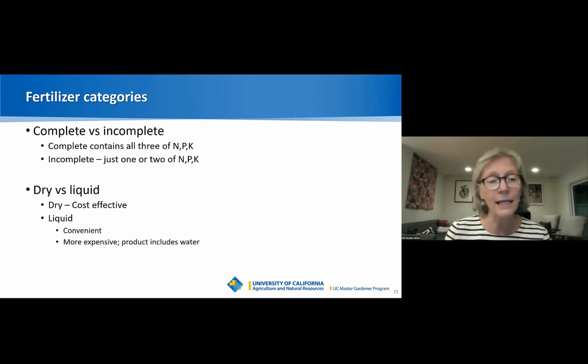Another decision you have to make is whether you want to have dry versus liquid. Dry is cost effective. It might be granules, powders, or pellets. And liquid is convenient and typically a little bit more expensive.